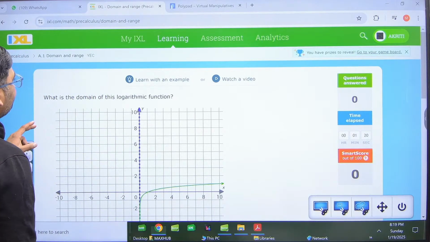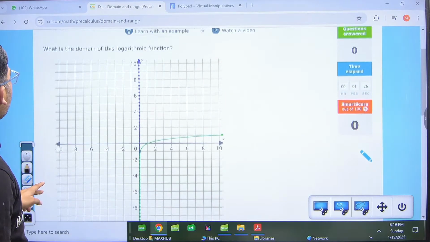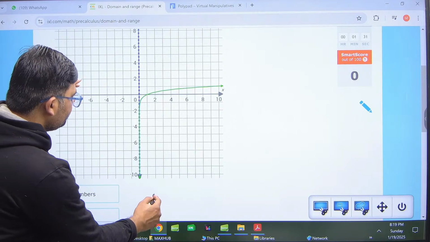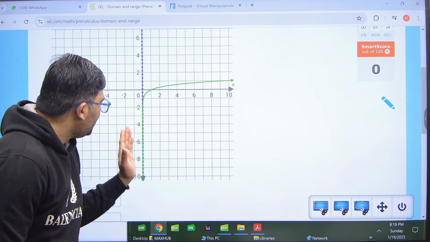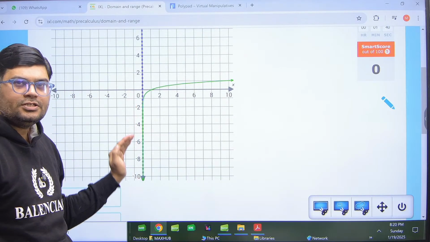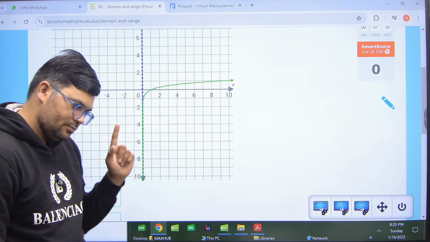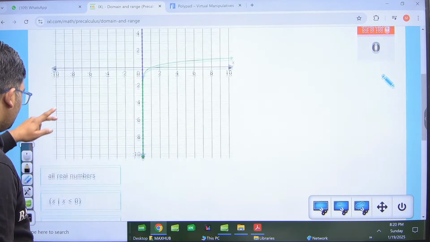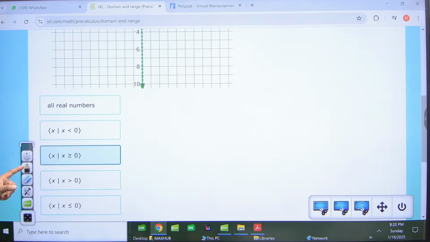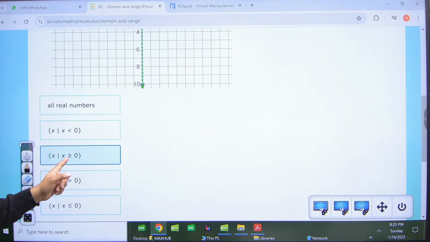So let's do this question. Now they are asking you what is the domain of the logarithmic function. So this is the graph. You can see the graph. Can you tell me the domain? It is existing from this value 0 and it is going towards the right. So it's from 0 to infinity, positive infinity. That means you can say the set of all real x such that x is greater than or equal to 0. Are you getting it?